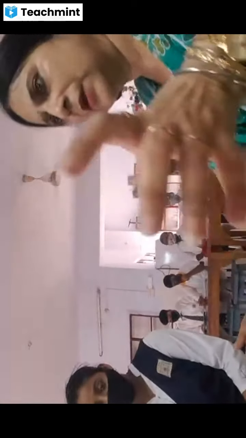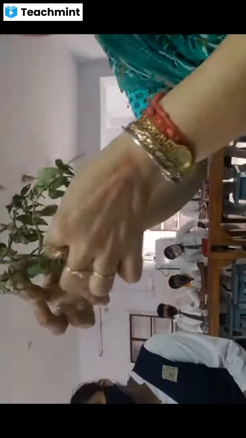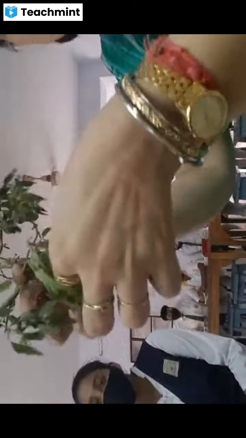Okay, now children, today we are going to study about the dicot plant, right? Everybody is seeing this is the dicot plant. How can you recognize the dicot plant, children? You can see the tap root, the main root. See, this is the main tap root, and the lateral branches are coming out from here, right?